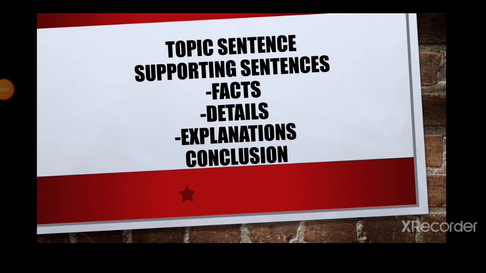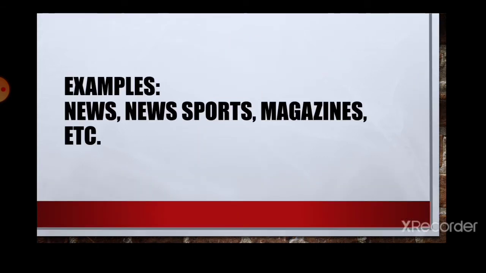Expository writing must begin with a topic sentence that includes a central or main idea. This sentence tells the reader what the composition is all about. Expository writing must also include supporting sentences, those provided by facts, details, and explanations. An expository composition must end with a concluding statement. This final statement restates the main idea. Examples are news reports, magazines, and etc.